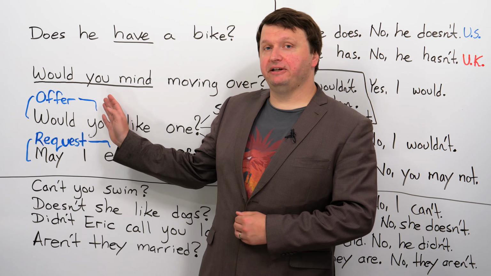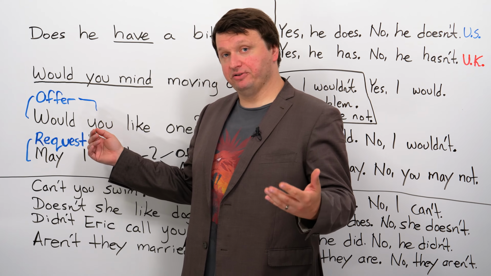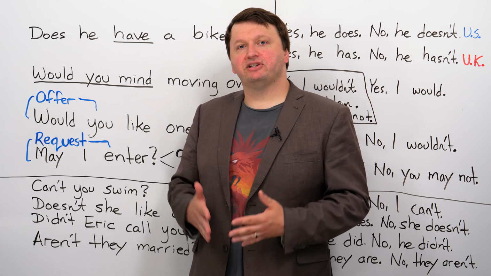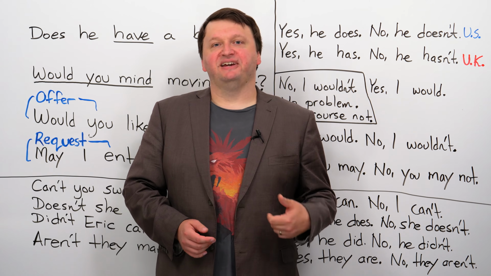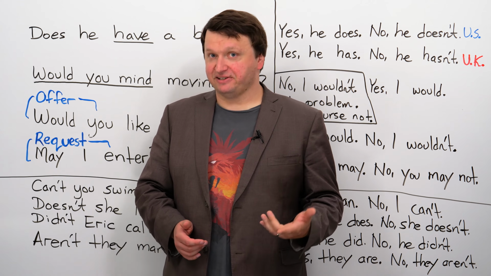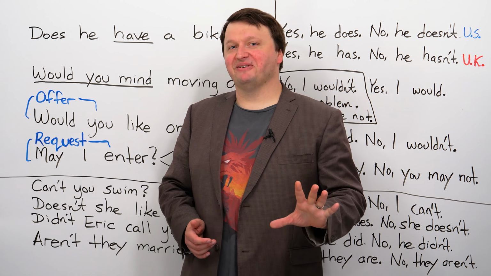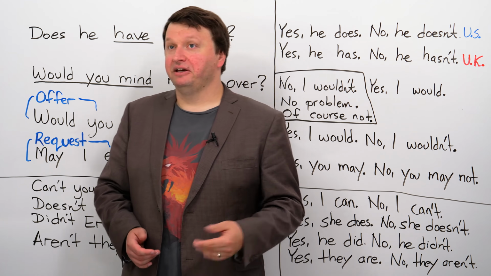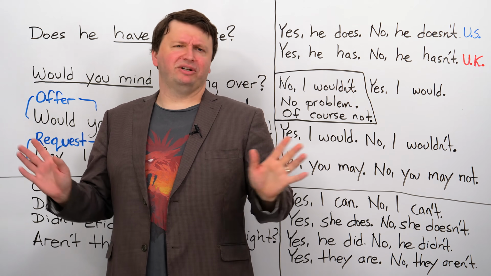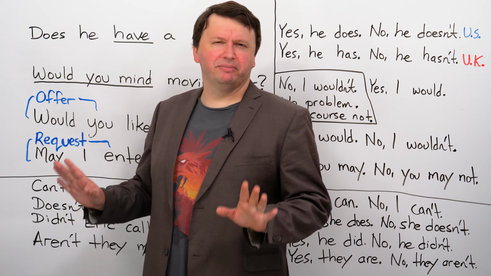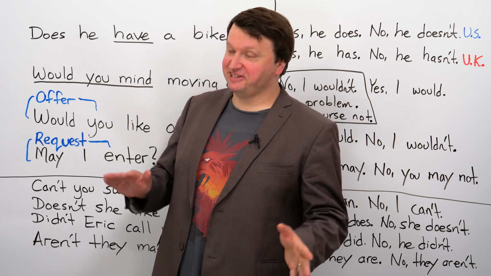So would you mind or do you mind also? This is the one question structure in English where yes means no and no means yes. So think about that for a second. Okay, so would you mind? No, not at all. Oh, no problem. Okay, or no, I wouldn't. So it's no problem. It's okay. No means yes. Yes means no.